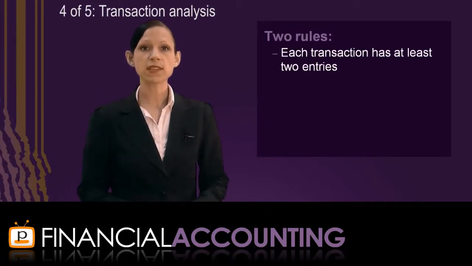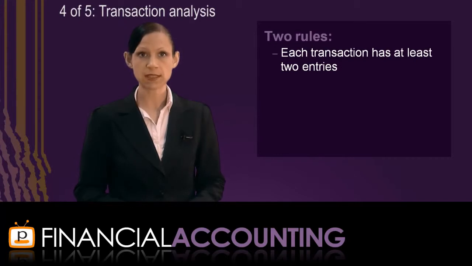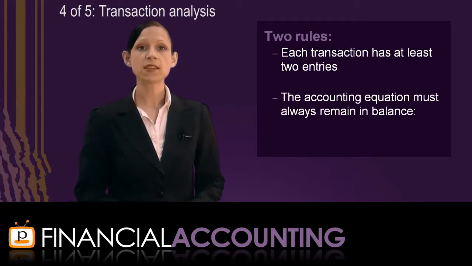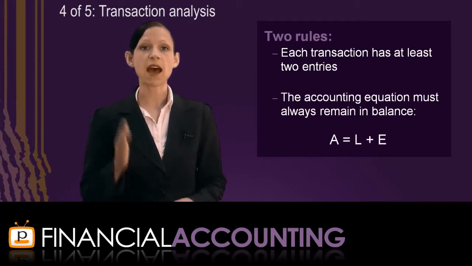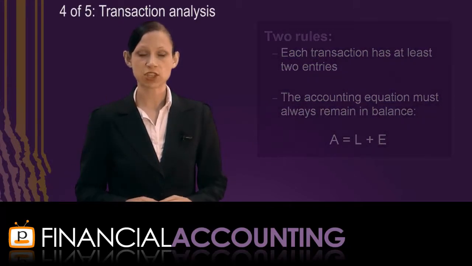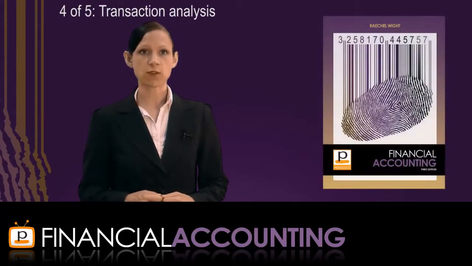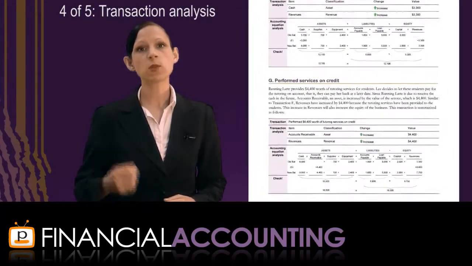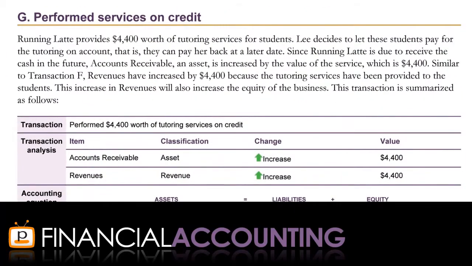1. Each transaction has at least 2 entries, and 2. The accounting equation must always remain in balance after each and every transaction. So let's illustrate transaction analysis using transaction G from the Pedisco textbook, which is where the business performs $4,400 worth of services on credit. Remember, on credit means that the services are performed now, but the client is allowed to pay at a later date.